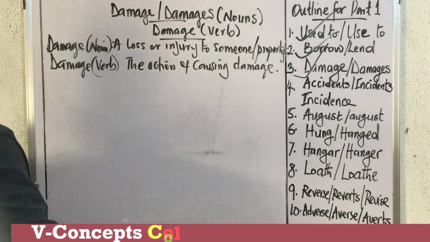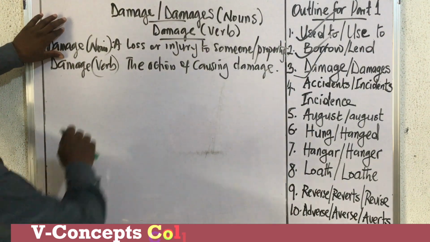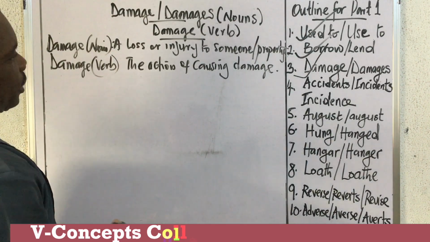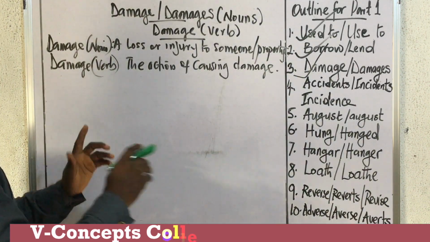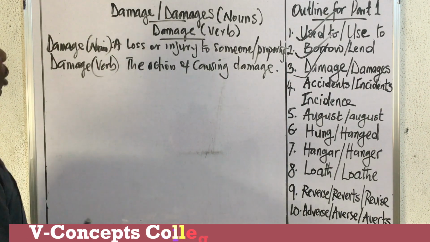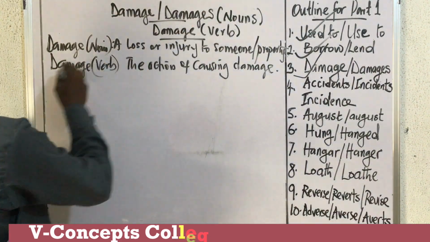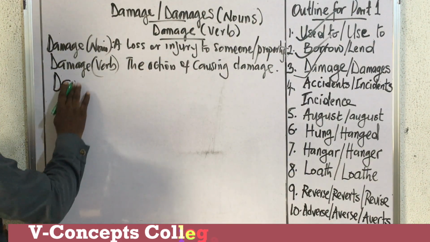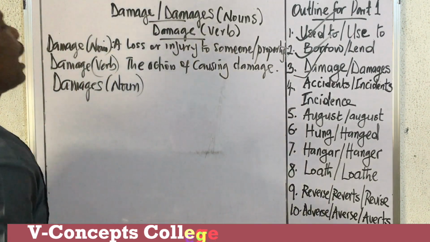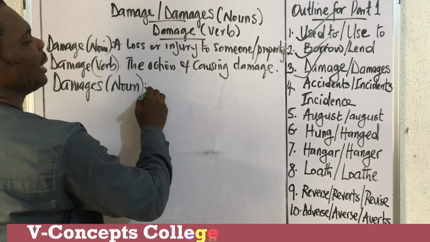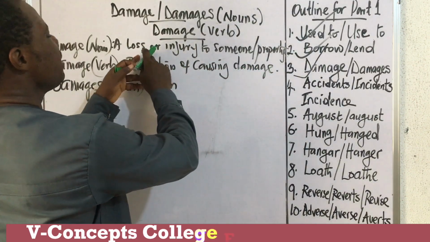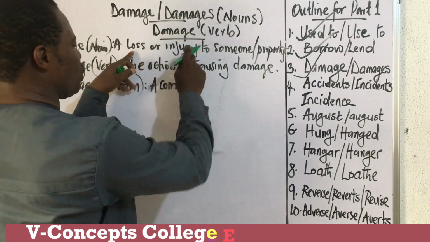So that means the word maintains its form both as a noun and as a verb. So it now depends on the structure of the expression. That is why lexis must go with structure. Lexis is always accompanied by structure. Now, what about the one that has an S? If you have damages, this one is a noun, and it means a compensation to be paid for causing damage or causing a loss or injury.